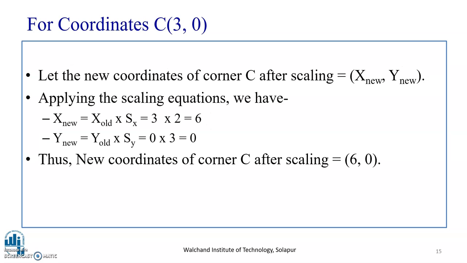Now for coordinate C, we get (3, 0). The new coordinates for corner C after scaling are x new, y new. After applying the scaling equations, we have x new is equal to x old into sx, is equal to 3 into 2, that is 6. Y new is equal to y old into sy, is equal to 0 into 3, is equal to 0. Thus the new coordinates of corner C after scaling are (6, 0).